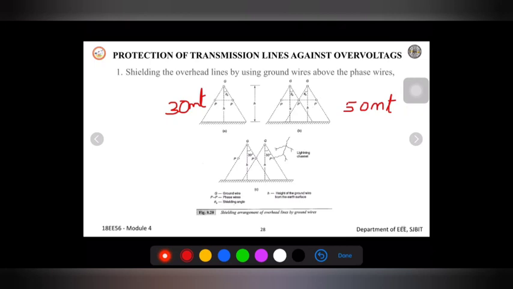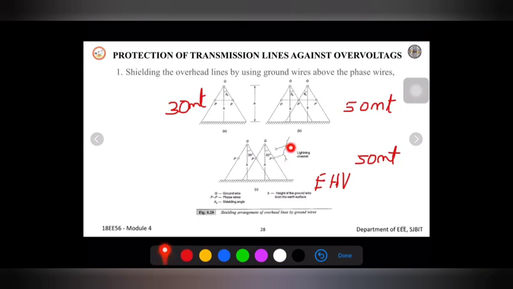There is another diagram shown. Diagram C is with respect to the extra high voltage line, where a very large amount of power is transmitted using a long, very high voltage transmission line, which we can call an extra high voltage transmission line. In this case, the height of the tower will be very high, so sometimes we may have 50 meters. For example, if I take 50 meters here, extra high voltage, what happens whenever a lightning stroke occurs? If you observe here, there is a lightning channel which is created.